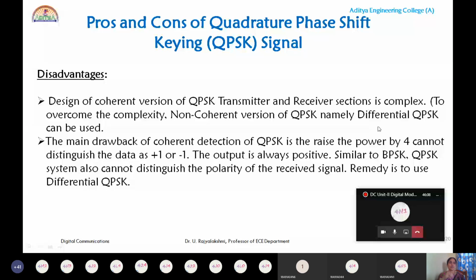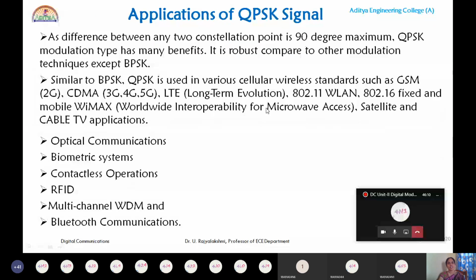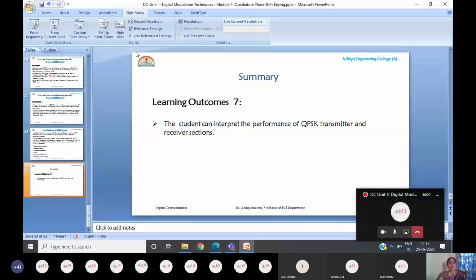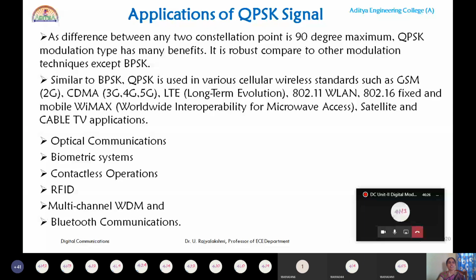Now please go through the applications of QPSK. It has almost similar applications to those of BPSK, but other than that, please observe the first point in applications. In the case of QPSK, the difference between any two constellation points is 90 degrees maximum. Because what is the phase shift between any two successive symbols? The phase shift between any two successive symbols is 2 pi by M actually. Here M is 4, so pi by 2 is the phase shift between any two successive symbols of QPSK.